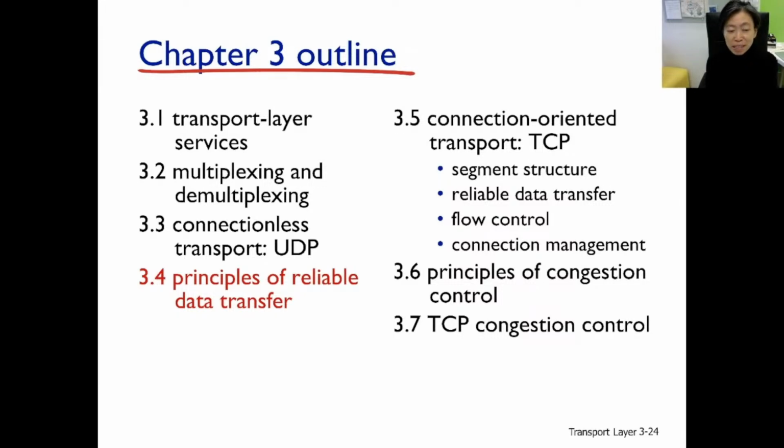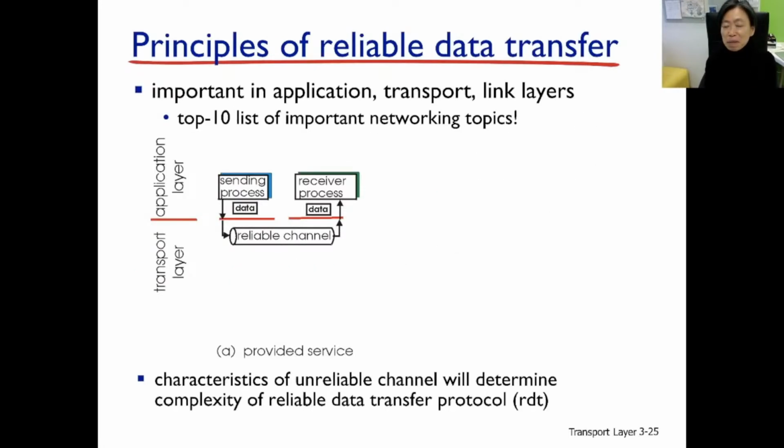Now, you might see Polly is a little bit more alert talking about this section, because this is going to be the most challenging section in chapter 3. And arguably, one of the most challenging sections of the entire textbook. All right, so let's talk about reliable data transfer. It's not only challenging, it's also extremely important.